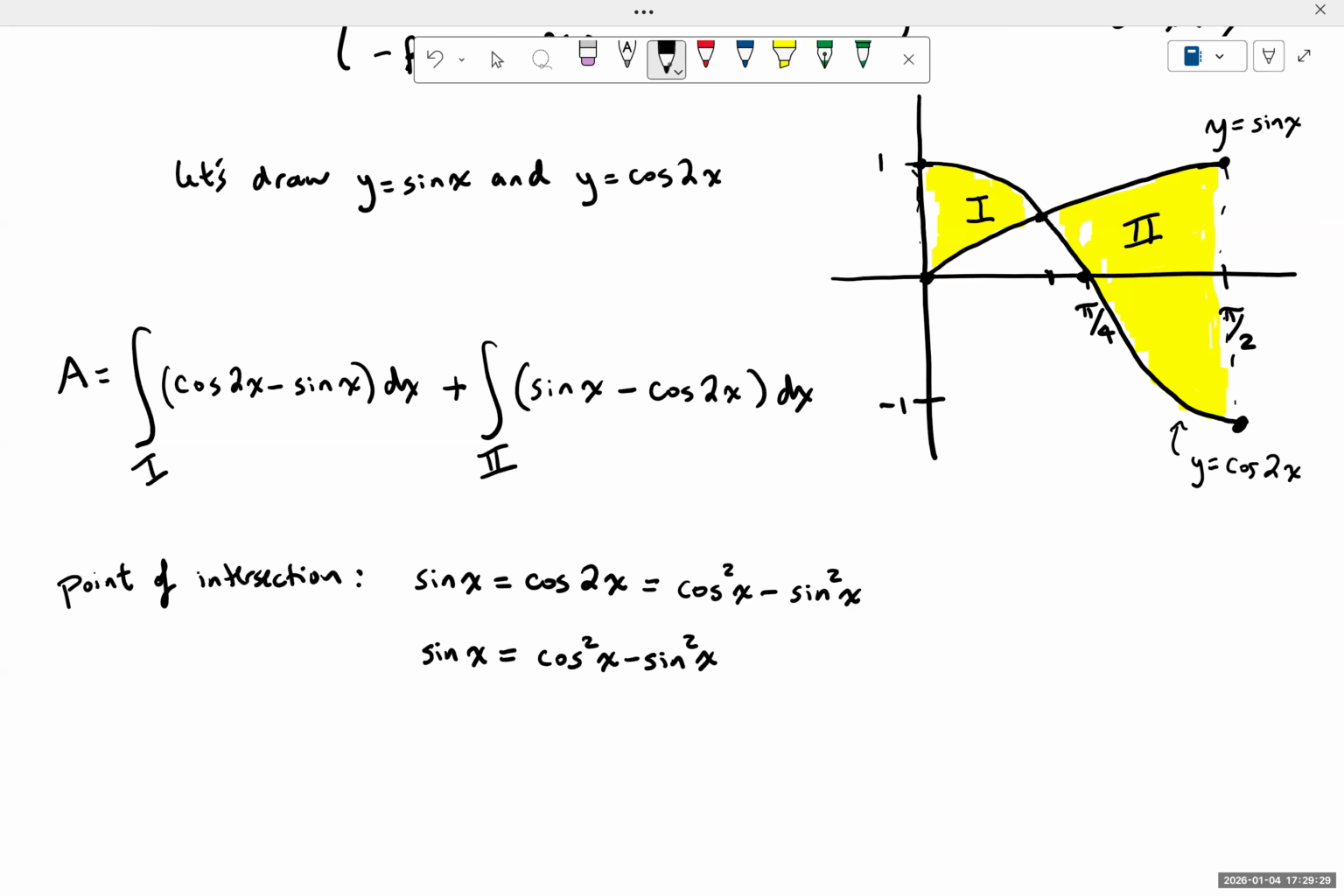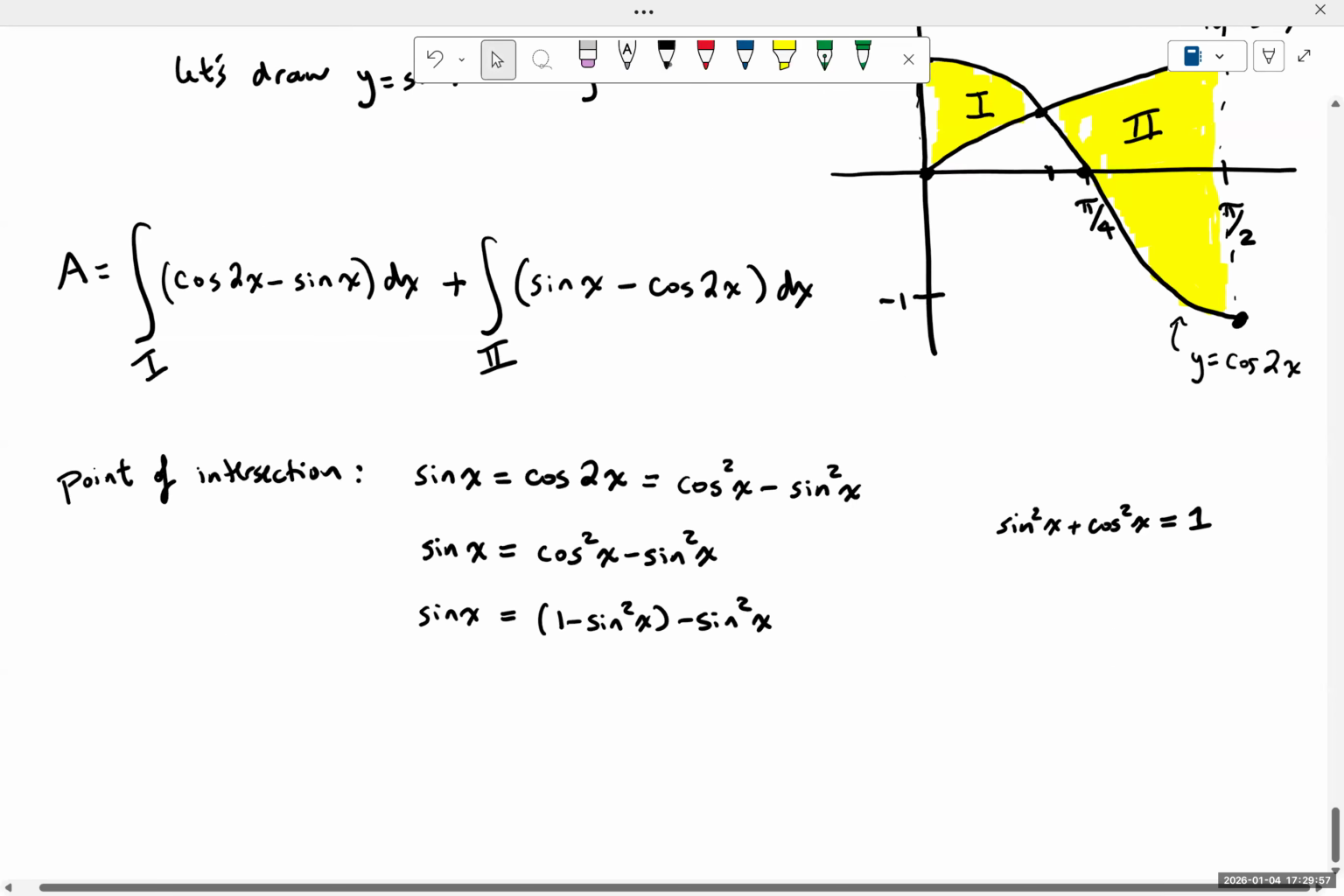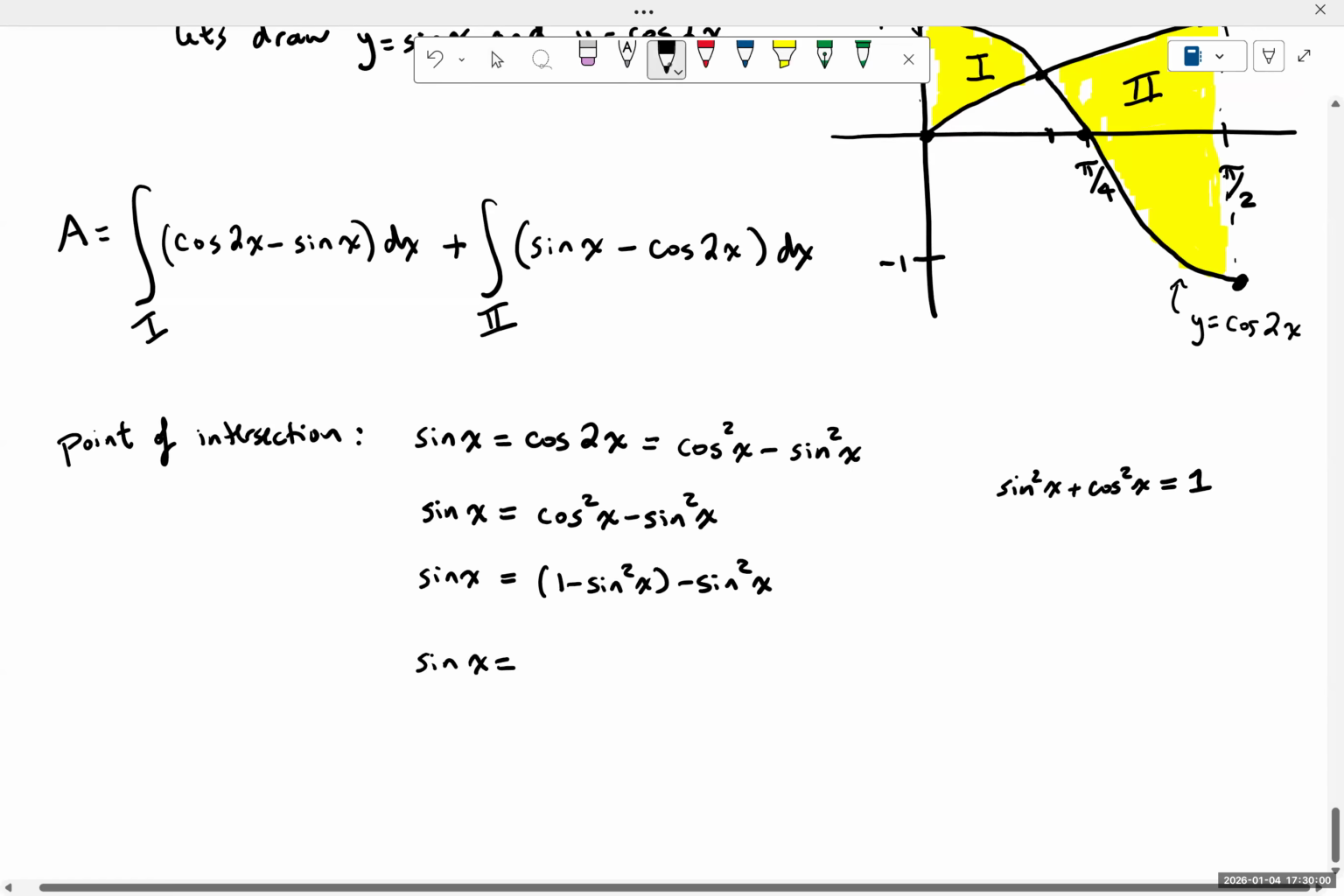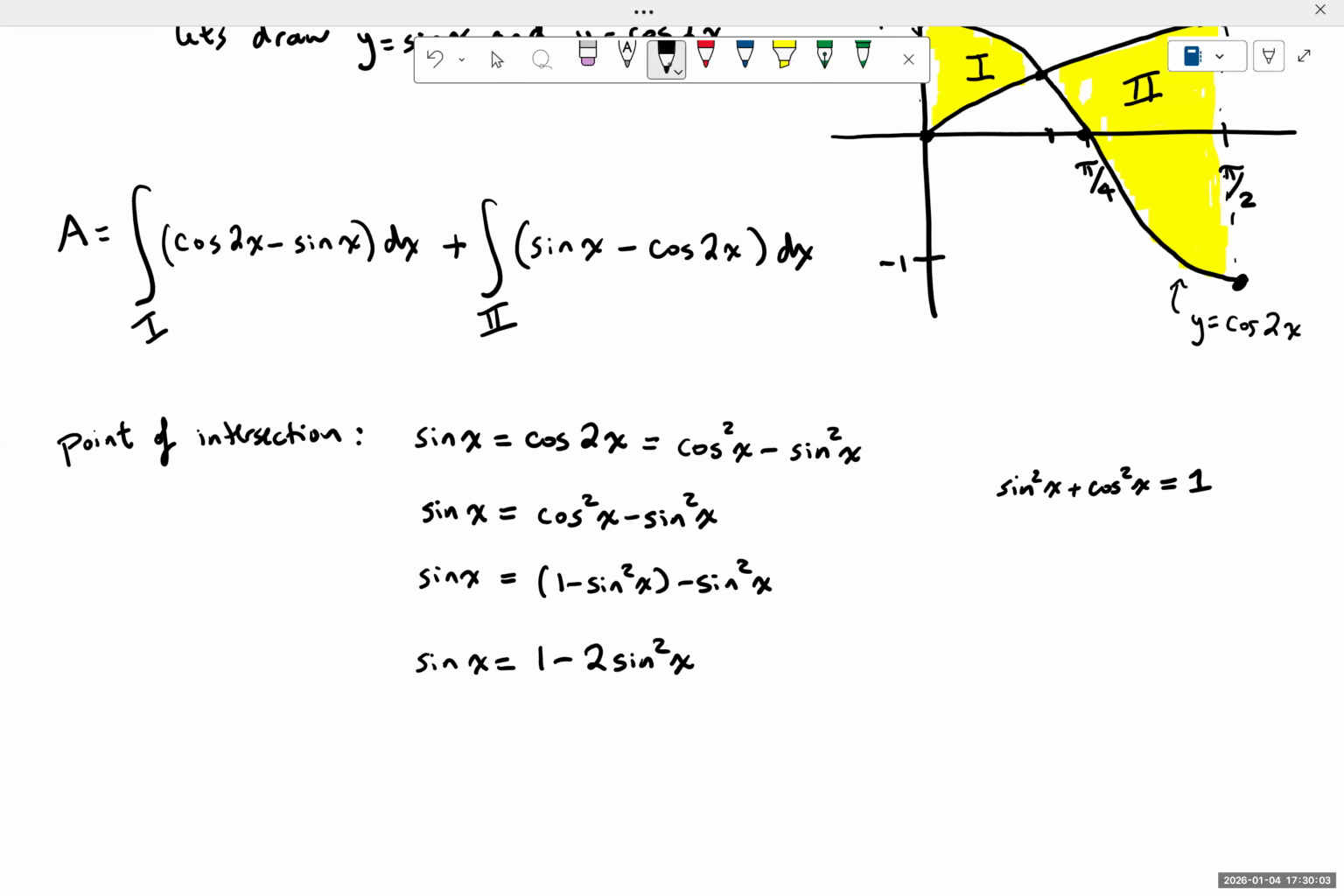I need to get it all in terms of sine or cosine. I've got the sine there, so I might as well change cosine to sine. Remember, using my Pythagorean identity, which you are expected to know and use all the time, that's like one of the biggies. So this tells me that I can put in 1 minus sine squared x there. This will give me that. So now my equation has become this, or 2 sine squared x plus sine x minus 1 equals 0, right?